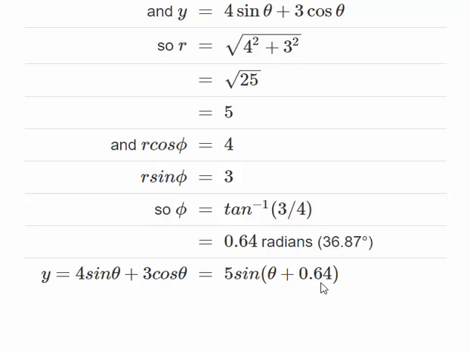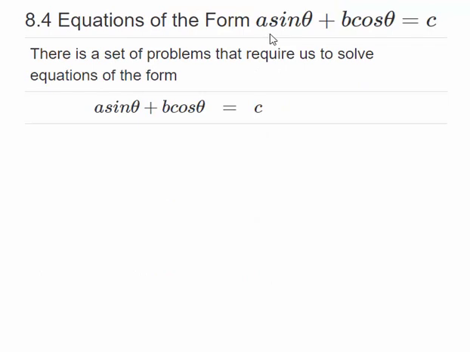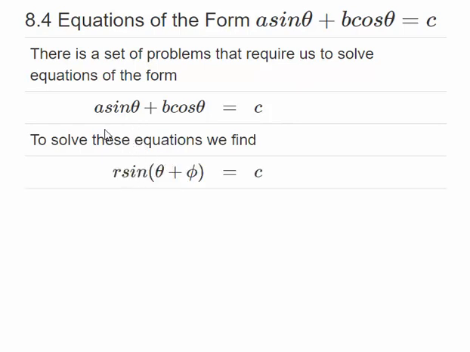A family of problems we often find is a sine theta plus b cos theta is equal to a constant, and we're looking to find theta. So the first thing we're going to do is to resolve the left hand side into a single term. We can calculate r and phi as before.